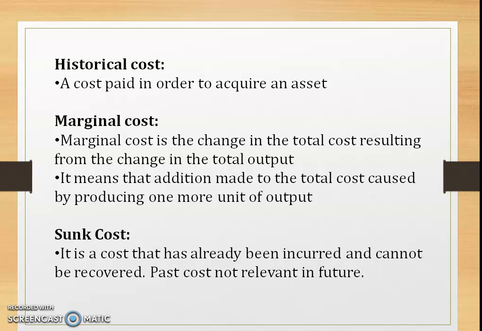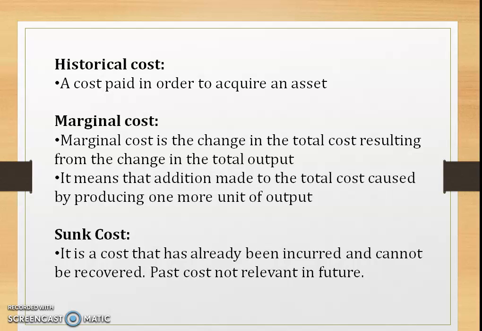Right. The next cost is marginal cost. Marginal cost is nothing but the extra or additional cost. The marginal cost is the change in the total cost resulting from a change in the total output. It means the addition made to the total cost by producing one more unit of output.